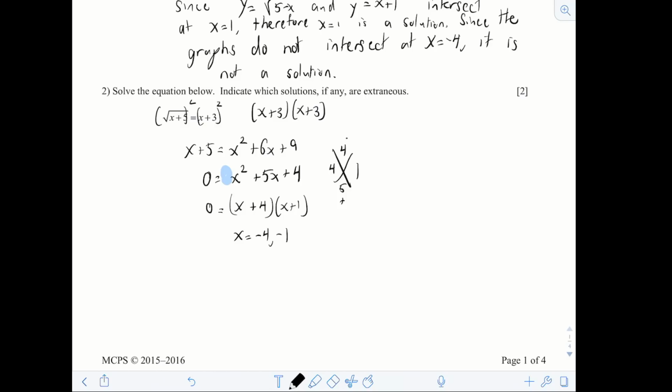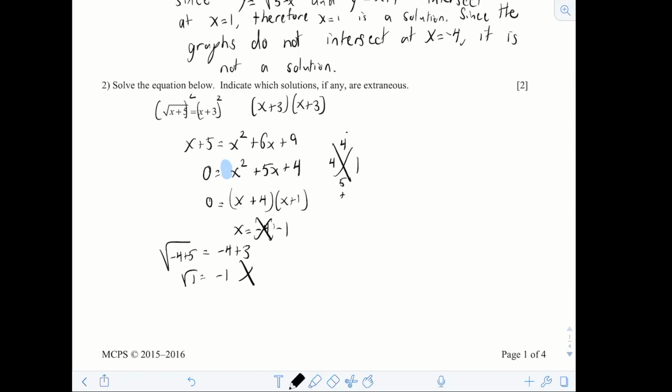So now we're left with two solutions, but we need to double check to see if one of them is extraneous. If I do the square root of negative 4 plus 5 is equal to negative 4 plus 3, I get the square root of 1 is equal to negative 1, and that is definitely not true. So negative 4 is, kind of ironically like the first problem, an extraneous solution, while the only real solution here is negative 1.